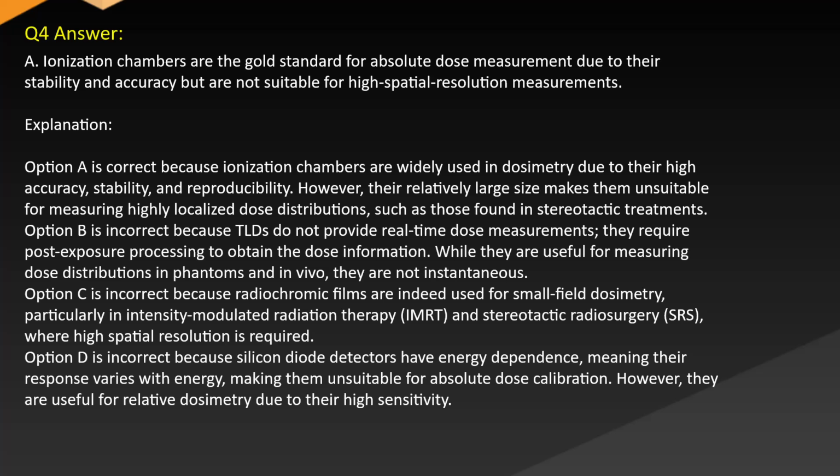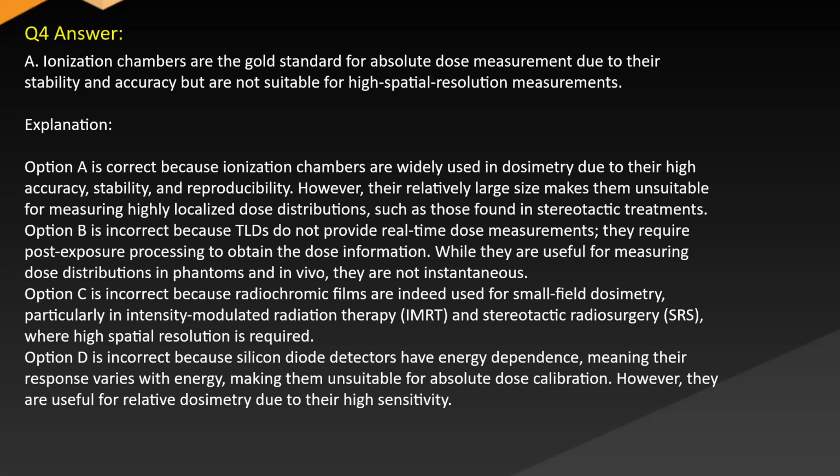Answer: A. Ionization chambers are the gold standard for absolute dose measurement due to their stability and accuracy, but are not suitable for high spatial resolution measurements. Explanation: Option A is correct because ionization chambers are widely used in dosimetry due to their high accuracy, stability, and reproducibility. However, their relatively large size makes them unsuitable for measuring highly localized dose distributions, such as those found in stereotactic treatments. Option B is incorrect because TLDs do not provide real-time dose measurements.